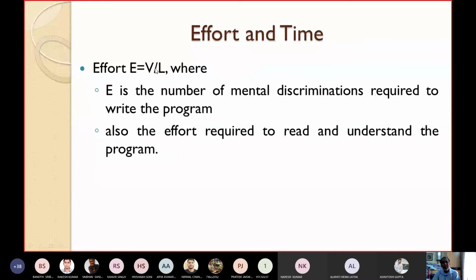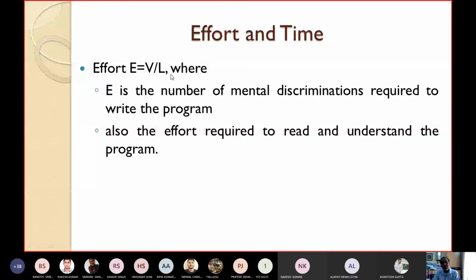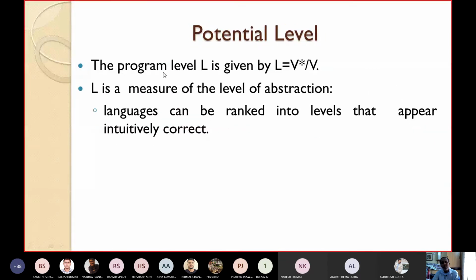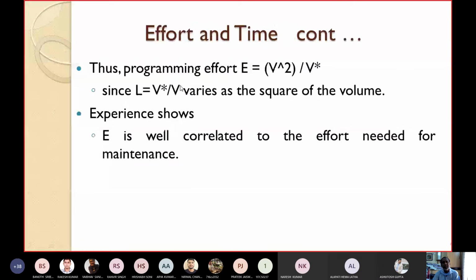So V is already there. Again V into V will be V square. Thus programming effort is equal to V square divided by V star. Or we can say it is better to put the value of L here. From this, L is equal to V star by V. Put the value of L as V star by V, so V will go up, then it will be V square by V star. Since L is equal to V star by V, E varies as the square of the volume. You can see that E is equal to V square divided by V star.